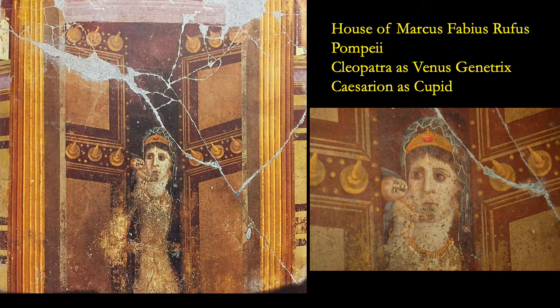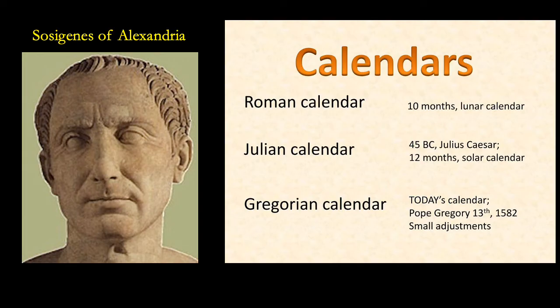Cleopatra was painted frequently after she died. Here is another shot of her at Pompeii. She's shown as Venus Genetrix, and on the right you can see that her son Caesarion is the Cupid on her Venus. She'd become a very interesting subject for the Romans.